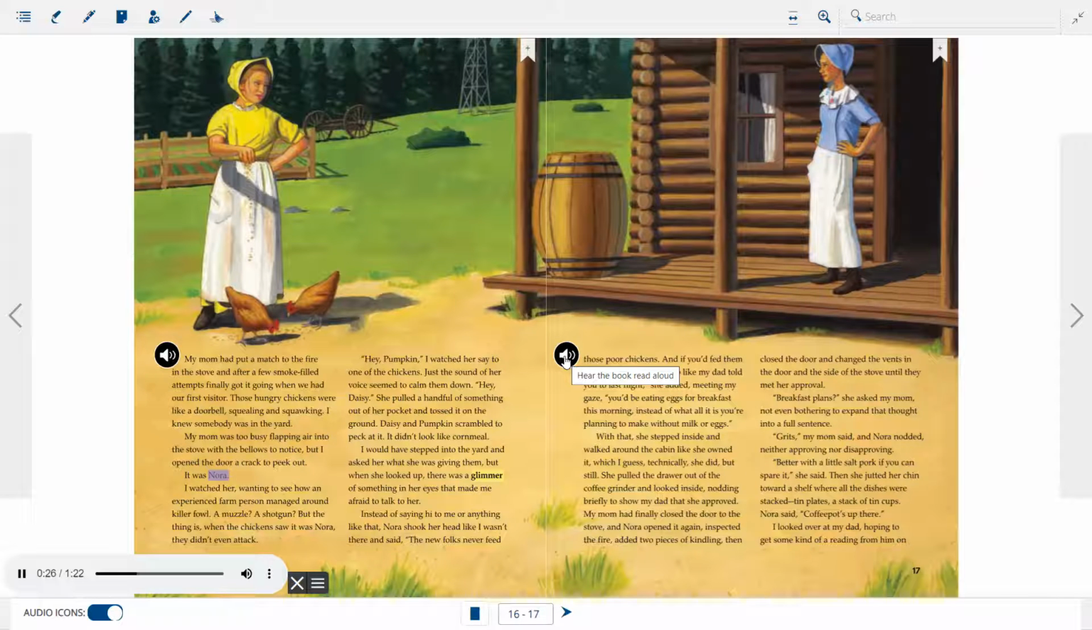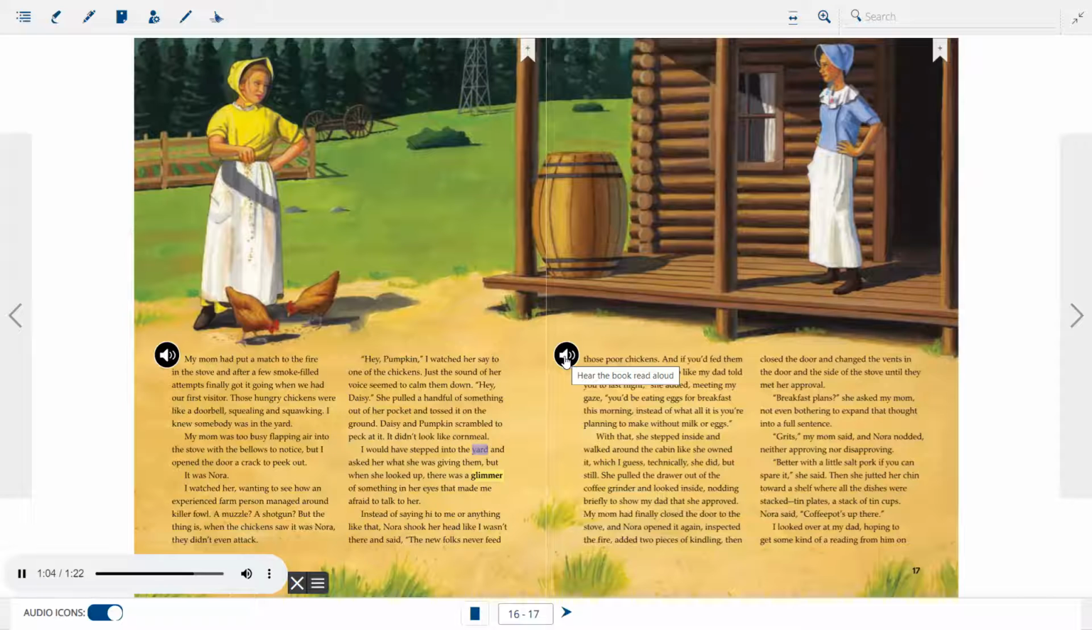It was Nora. I watched her, wanting to see how an experienced farm person managed around killer fowl. A muzzle? A shotgun? But the thing is, when the chickens saw it was Nora, they didn't even attack. "Hey, Pumpkin," I watched her say to one of the chickens. Just the sound of her voice seemed to calm them down. "Hey, Daisy." She pulled a handful of something out of her pocket and tossed it on the ground. Daisy and Pumpkin scrambled to peck at it. It didn't look like cornmeal.